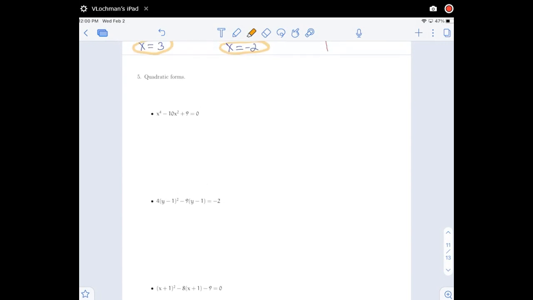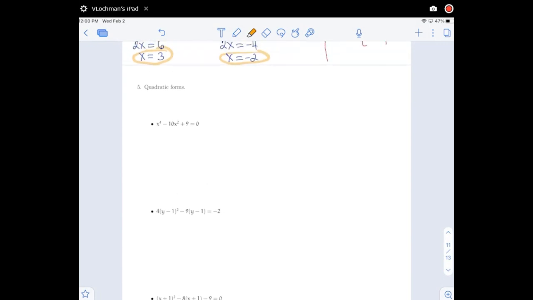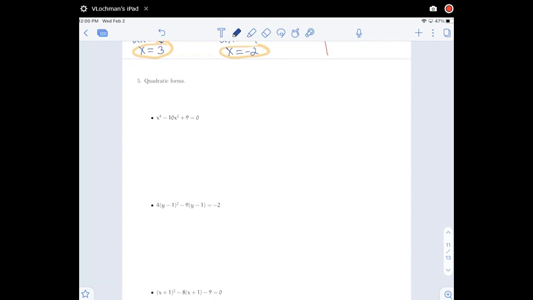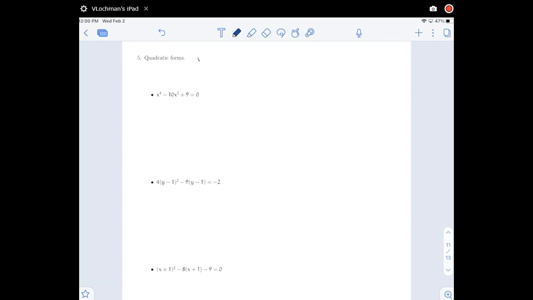Quadratic forms. The last part of this section is looking at equations that are not necessarily quadratic, as we like to think of them with just powers of 2 and below, but they have a quadratic form. This is your first introduction to what we're going to call a substitution method. Substitution.